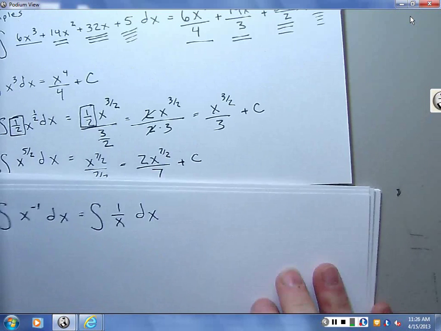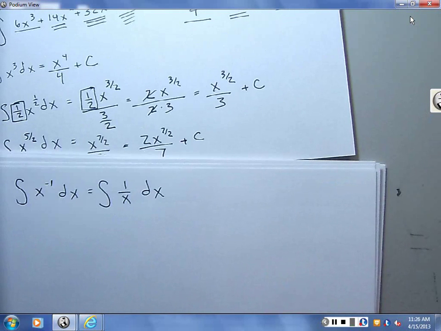I can't integrate that using the power rule because it would be x to the 0 over 0. X to the 0 is 1, that's fine, but I can't divide through by 0. So I can't use that rule.